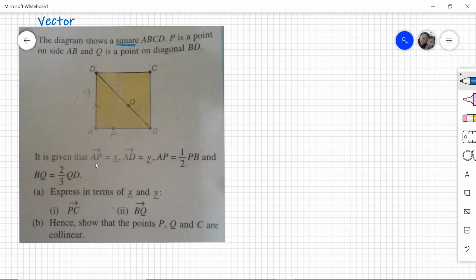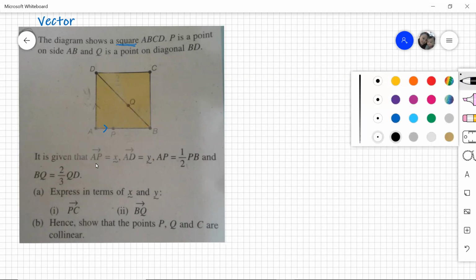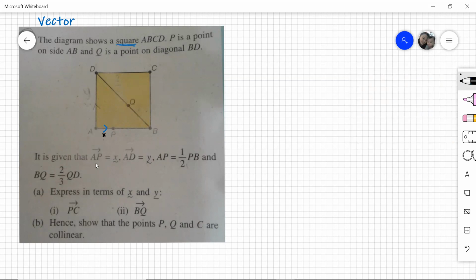So we have AP equals to x. That means, let's put it here, A to P is x. Okay, and A to D is y. And AP, now this is very important.